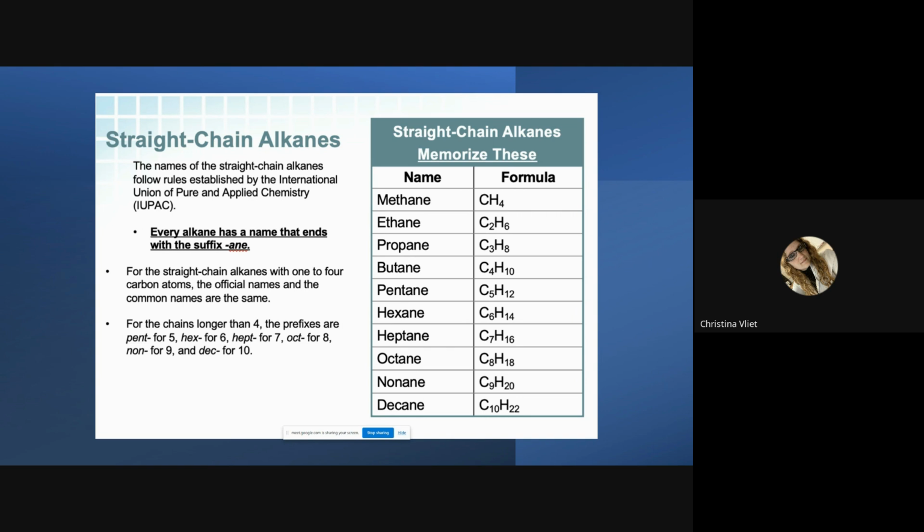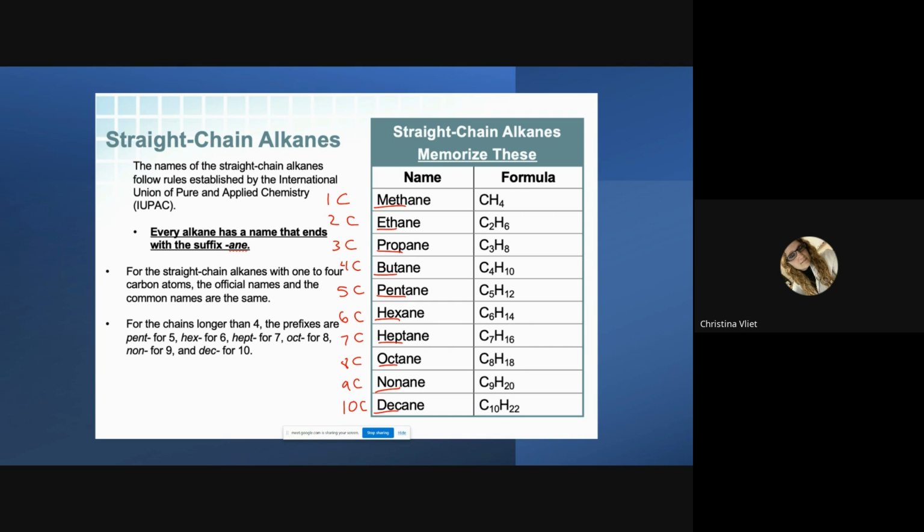So here's what I want you to do. Underline the prefixes meth, eth, prop, but, pent, hex, hept, oct, non, and dec. These are the prefixes for the amount of carbons in the chain that you are going to need to memorize. So 1 carbon, 2 carbons, 3 carbons, 4 carbons, 5, 6, 7, 8, 9, and 10. These are the prefixes for how many carbons are in your chain. These do need to be memorized.